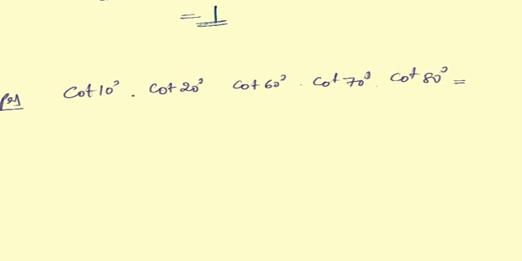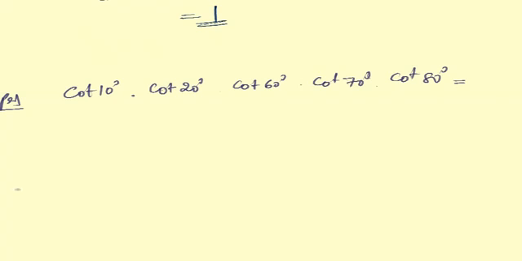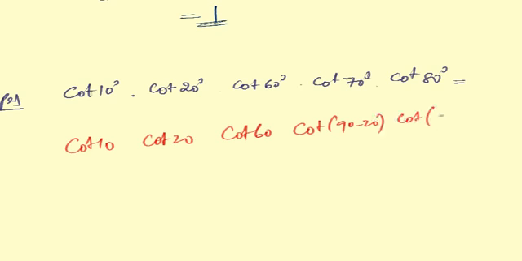Again, it is given cot 10 degrees, cot 20 degrees, cot 60 degrees, cot 70 degrees, cot 80 degrees. So we try to solve this problem in this way. Cot 10 you copy as cot 10 only, and cot 20 you copy as cot 20. Cot 60 degrees stays, and cot 70 you write as cot (90 minus 20), and cot 80 as cot (90 minus 10), friends.